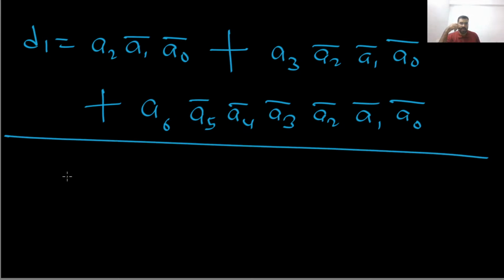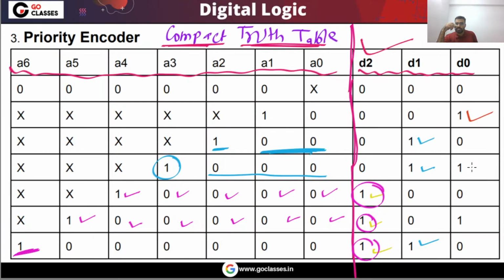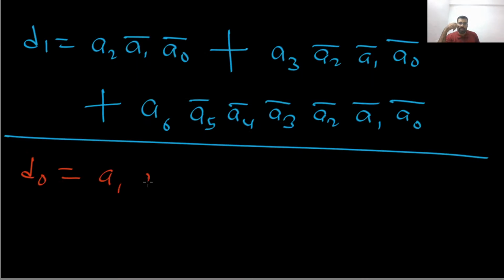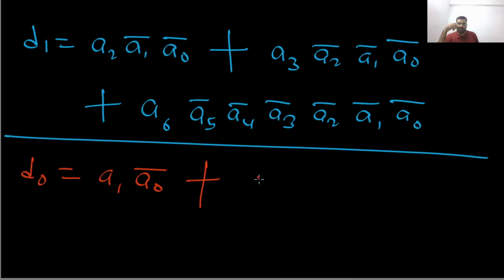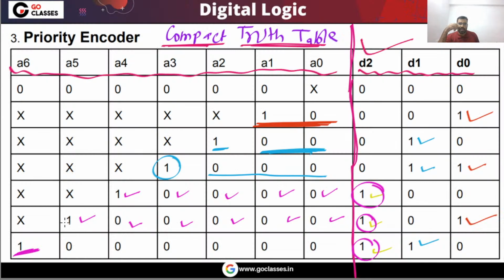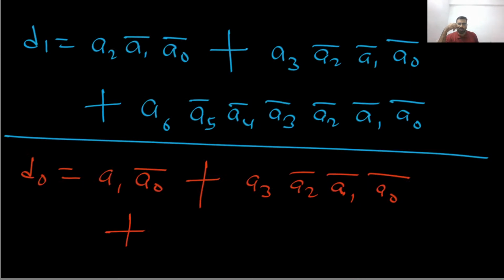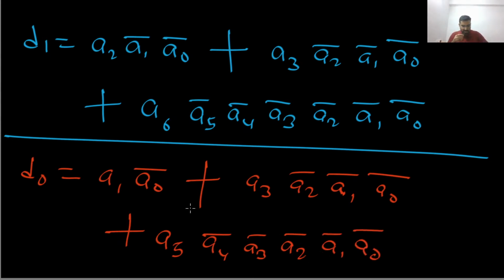Is this clear? And let's write the equation for D0. What is the equation for D0? You can notice A1 must be 1, A0 must be 0. Or next A3 must be 1, and the others must be 0. Or you can notice A5 must be 1 and the remaining must be 0. So like this you can write the equation.